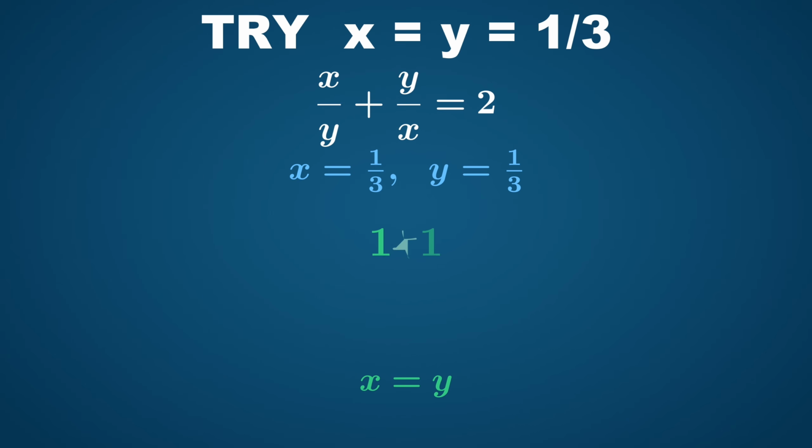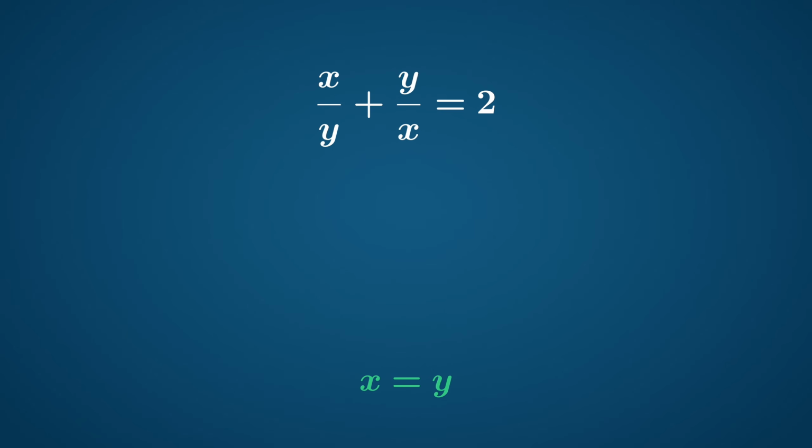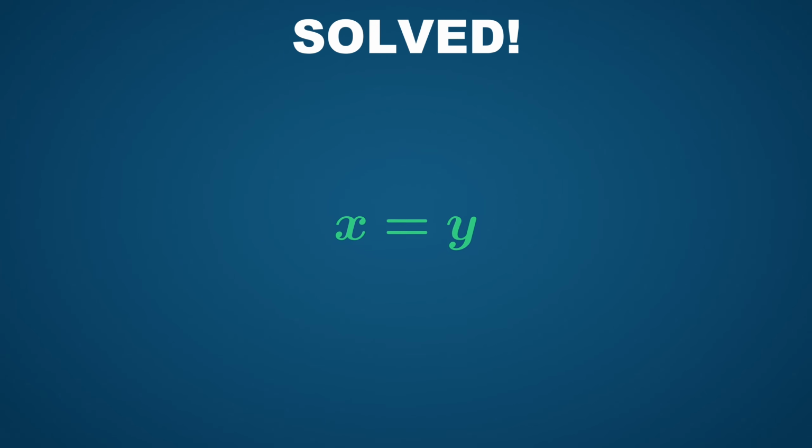The second term is identical, the fraction 1/3 divided by the fraction 1/3, which evaluates to the integer 1. We add the two evaluated terms together. The sum of 1 plus 1 equals the target integer 2. Every independent test confirms our algebraic result. The complete solution to our starting rational equation is simply x equals y.